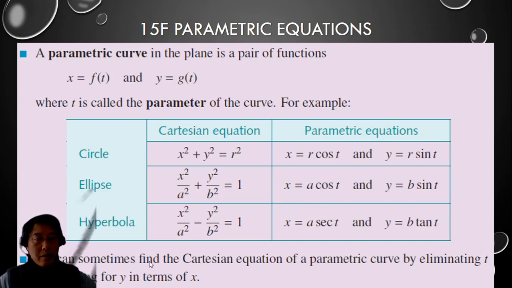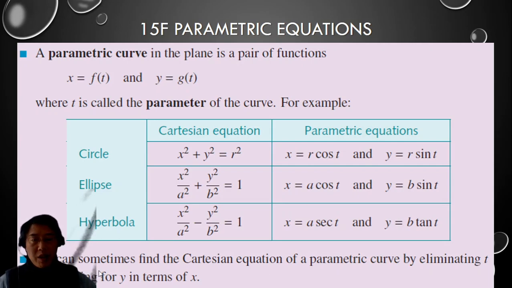For a hyperbola, remember it's a difference, with e not equal to 1. You have those respective formulas. So x equals a times sec of t, which is the reciprocal of cos, and y equals b times tangent of t. So that's a summary of the common parametric equations that we'll be using.